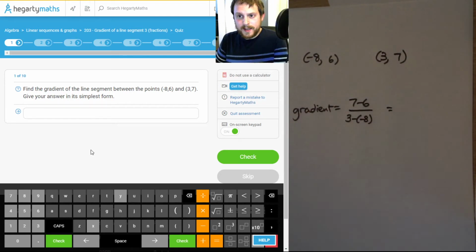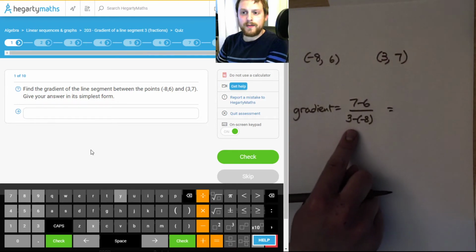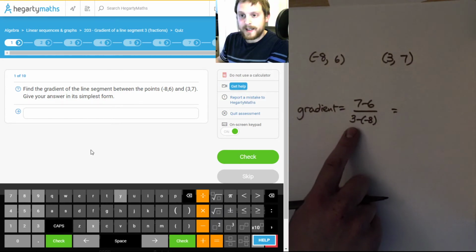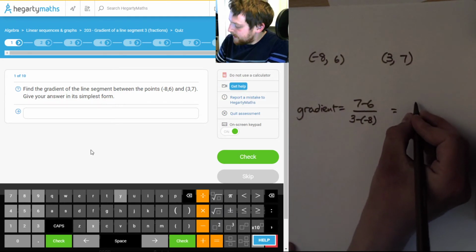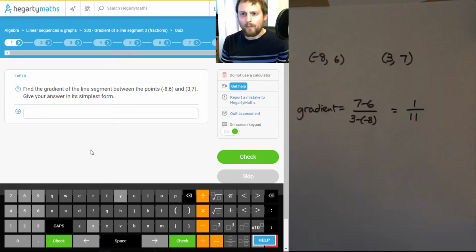What's the literal distance from -8 up to 3? This is another good reason why taking away a negative should result in going up the number line, because you should realize the answer needs to be 11, doesn't it? The distance from -8 to 3 is 11, and 3 take away -8 is indeed 11. So I get 1 on the top and 11 on the bottom. Well, there you go.